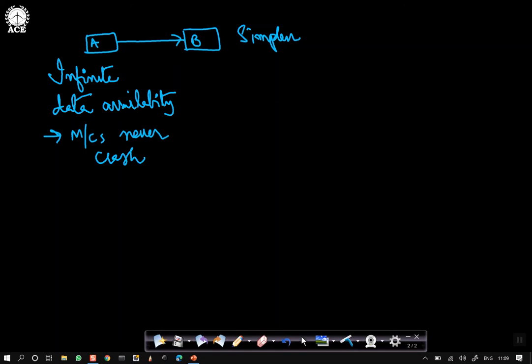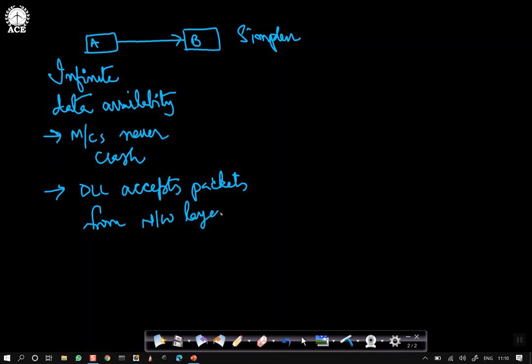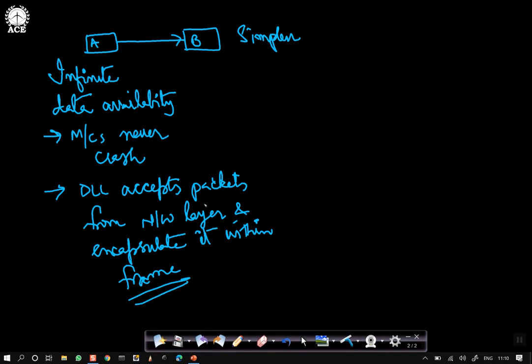Machines never crash. And the data link layer accepts packets from the network layer and encapsulates them within a frame. So we formulate a frame at the data link layer by adding a header and trailer, that is, a checksum. And we said then it will transmit and machine B will receive. So these are the assumptions.